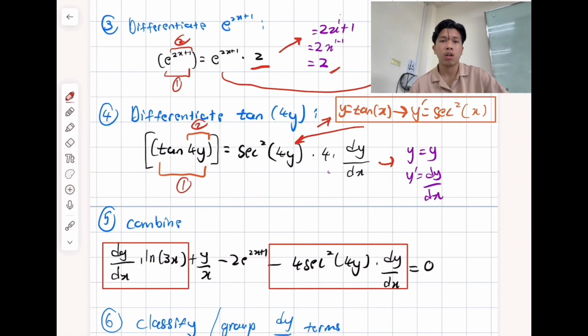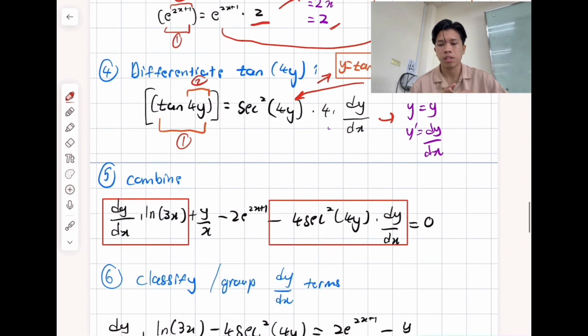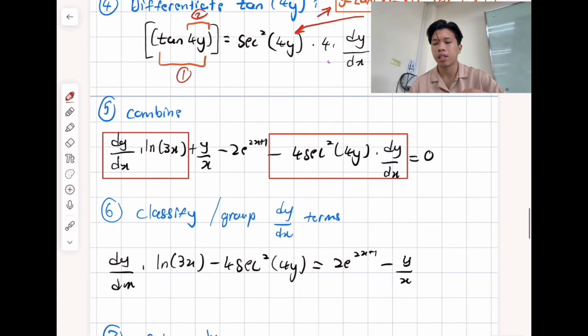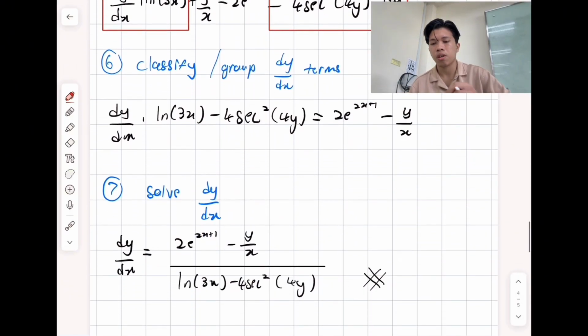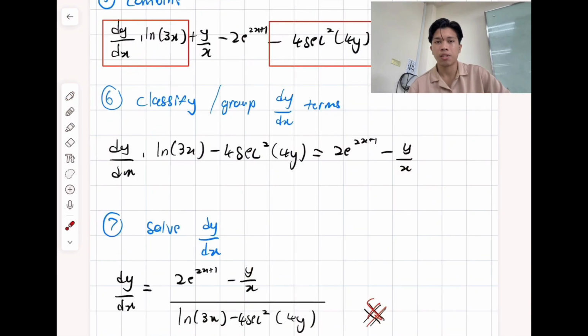Now we have settled all the parts. Now it's time for us to combine the dy over dx terms on the left side and the terms without dy over dx on the right side. And the last part, we can easily solve this. Alright, I think that's all for my part.